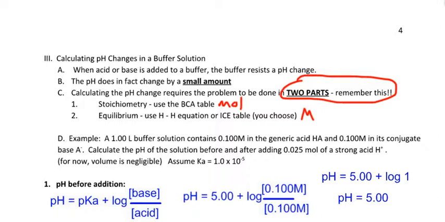Keep that in mind, because now we're going to add some acid, and let's see how the pH is going to change. Now, do you expect the pH to go up or down?